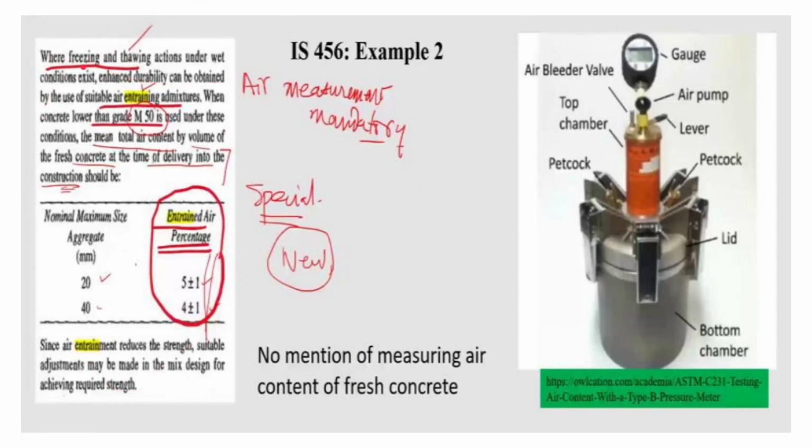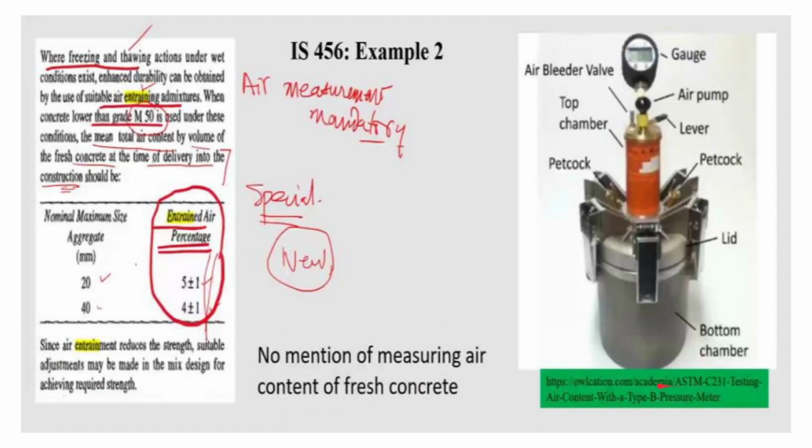Again taken from IS 456, they have mentioned entrained air percentage requirements for various nominal sizes, 20 mm and 40 mm, to ensure protection against freezing and thawing actions. For 20 mm, the entrained air percentage should be 5 plus minus 1, and for 40 mm it is 4 plus minus 1. When concrete of grade lower than M50 is used under these conditions, the mean total air content by volume of the fresh concrete at the time of delivery into the construction should be as given; for higher grades, it should again be found out by trial mixes. No method of measuring air content of fresh concrete is given here.